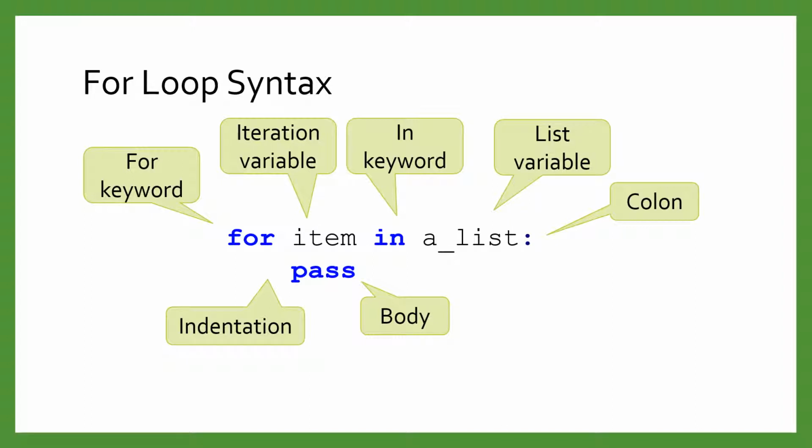Here's how we write a for loop. First, we write the word for. Then we make a new variable named the iteration variable. We'll come back to this later. Next, we write the word in. Then we put the list variable or value that we want to iterate over. After that, we need to put a colon. Finally, we put any statements to run inside the body of the loop.